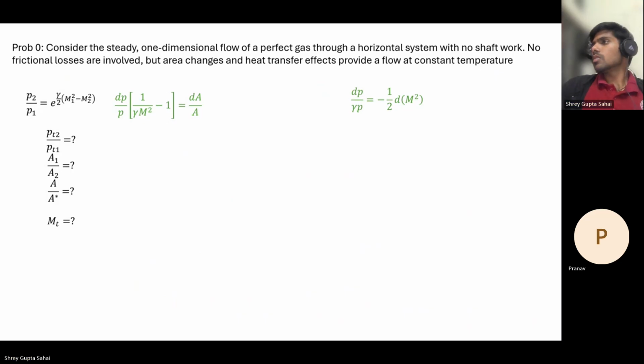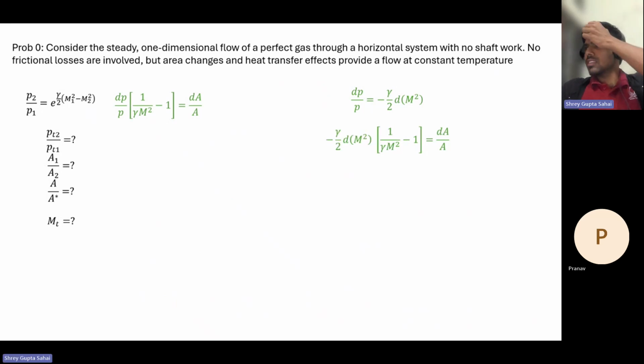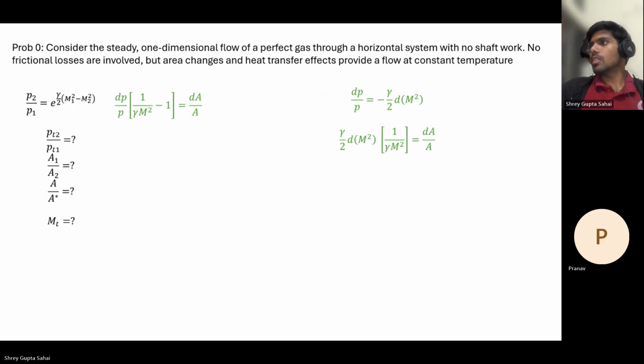Okay, so I can take this gamma and put it there. And then what do we have? Right, there is a minus sign here. So let's absorb that minus sign in place.